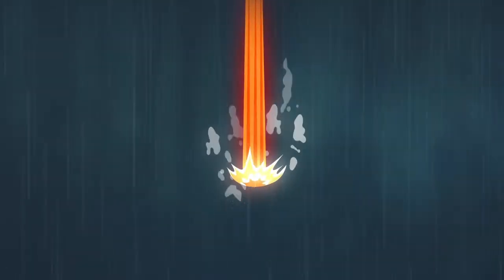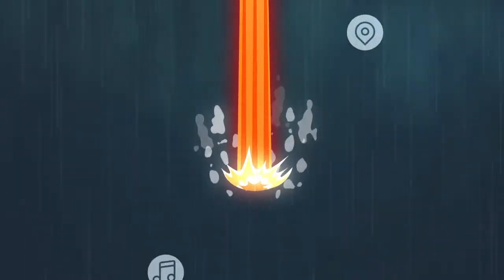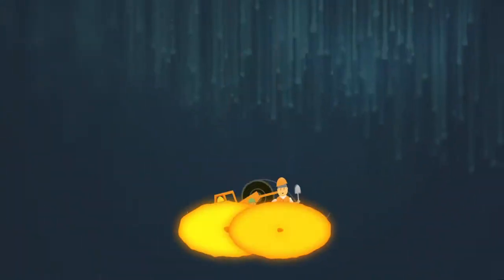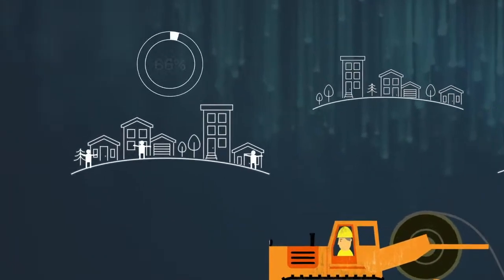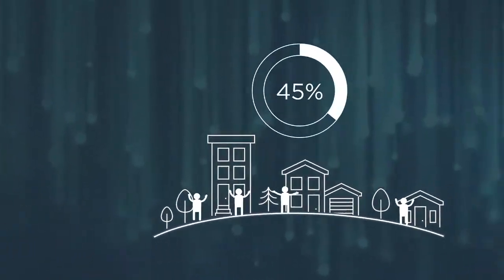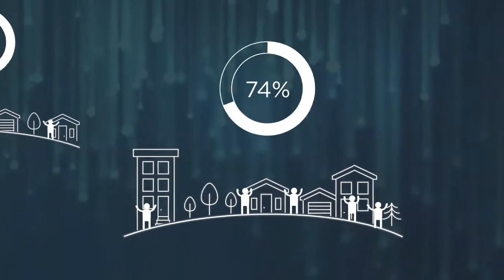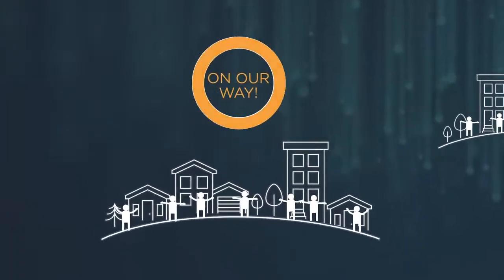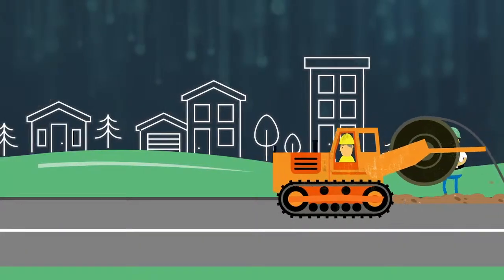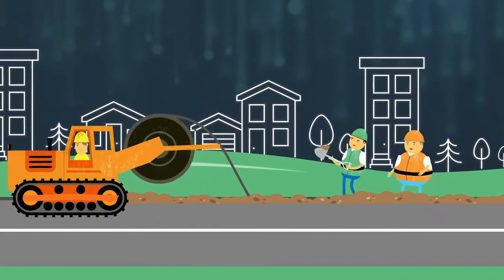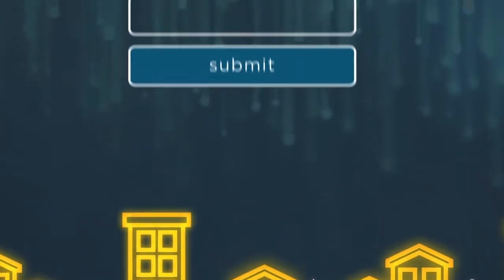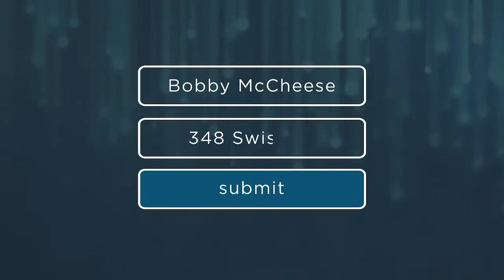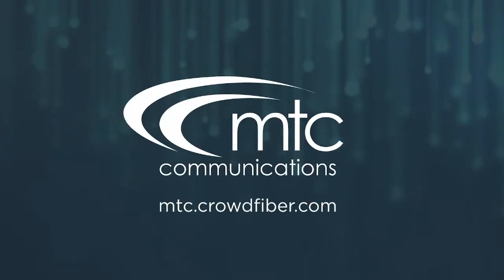MTC Communications is building a high-speed fiber network in our community, and we're putting priority on the areas with the greatest interest. That means we need your input to let us know you want us to build fiber in your area first. Experience the speed and convenience of fiber internet by visiting our special website and registering. Let us know you want fiber internet today, and make your voice heard.